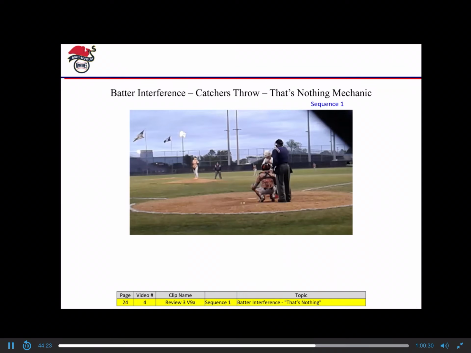I thought about showing this. It's out on the website. I'm just going to go ahead and pass through it to save some time. If you happen to have any type of potential for interference by the batter, and there is no interference by the batter, and the catcher makes an attempt to put out, one of the mechanics that I do is you can come up and say, that's nothing. It demonstrates to both dugouts that you saw the entirety of the play, and there wasn't anything for them to argue about or come out of the dugout.